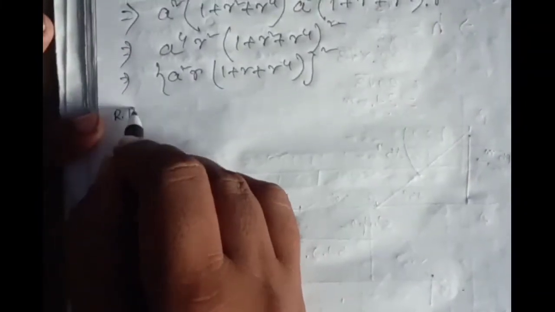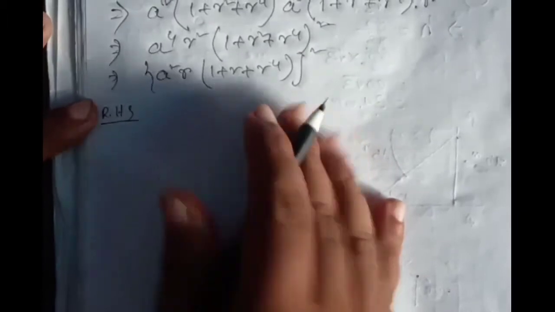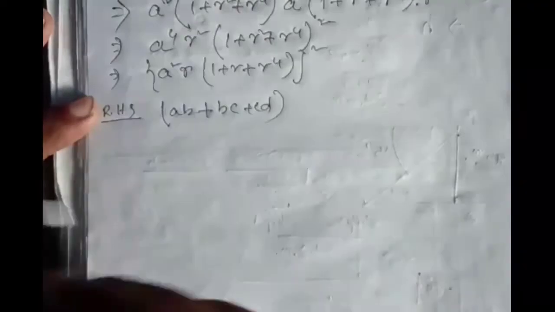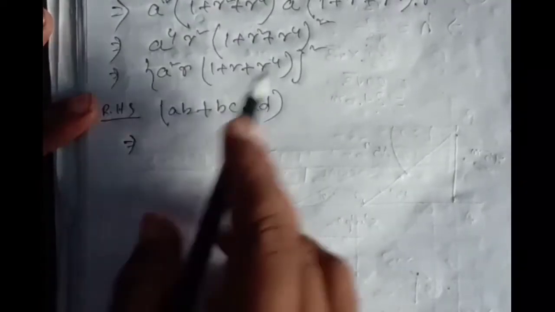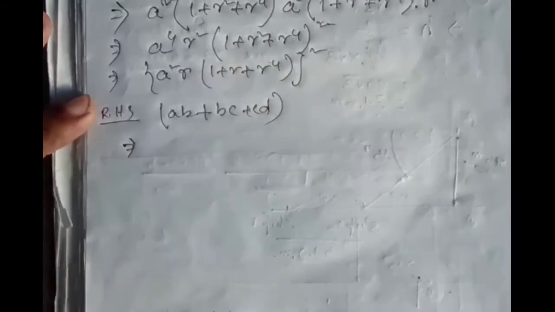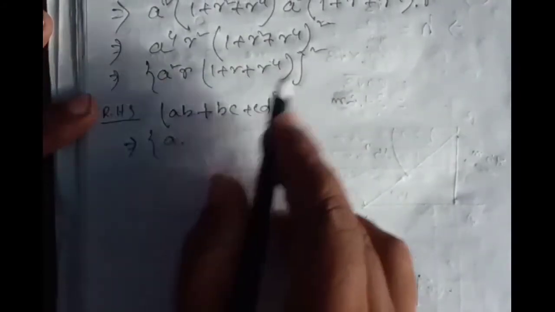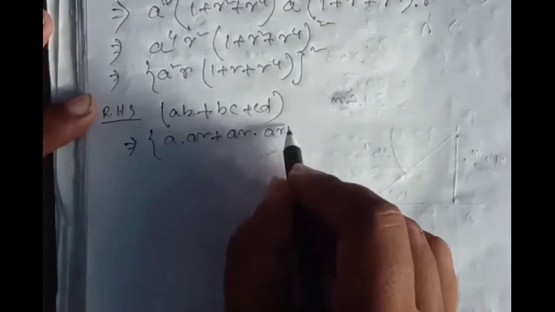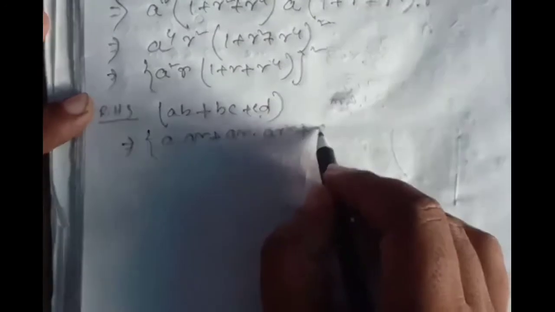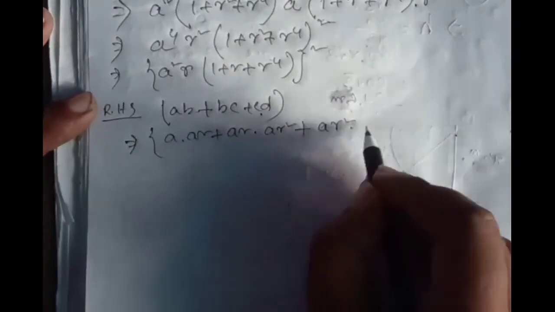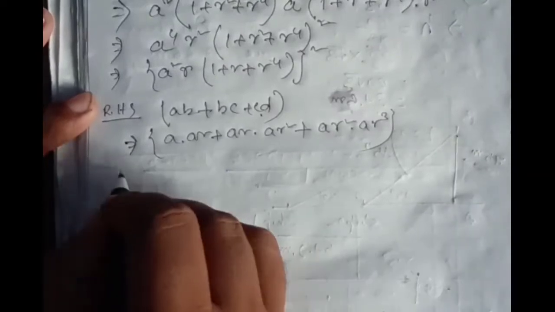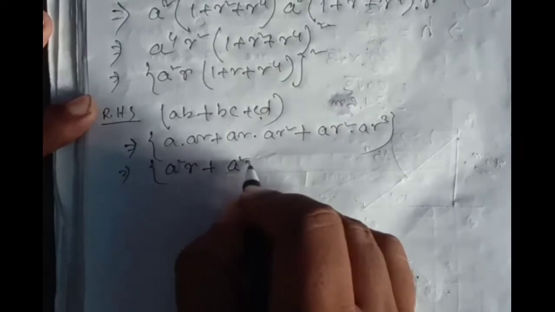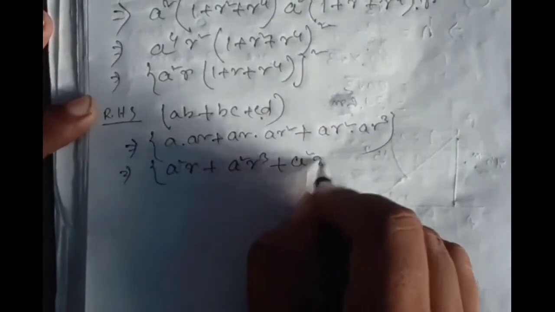Next, move to the RHS. What is given in the RHS? RHS is given as (AB plus BC plus CD). Putting the values over here, A is equal to A, B is equal to AR, C is equal to AR square, D is equal to AR cube. Now from here we are getting A square R plus A square R cube plus A square R to the power 5.